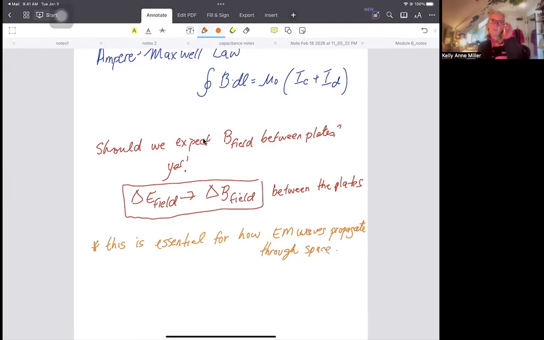Okay. And when I say space, I mean empty space. One of the most amazing things about electricity and magnetism is that E&M waves can propagate through a vacuum. And in fact, that is behind most of the world's telecommunications, right? It is the fact that you can propagate E&M waves through empty space. It's basically how the entire world of telecommunications works. Okay.